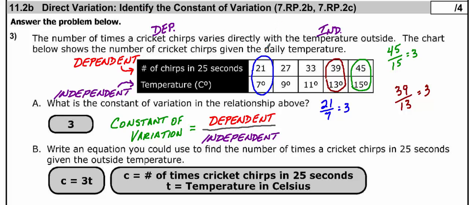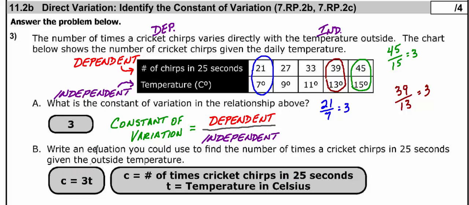So the first part, find the constant of variation. Constant of variation is always dependent divided by independent. So 21 divided by 7, or 39 divided by 13, or 45 divided by 15. If we do any of those, you'll see we get 3. So that's our constant of variation. Number of times the cricket chirps in 25 seconds is C. T is temperature in Celsius.